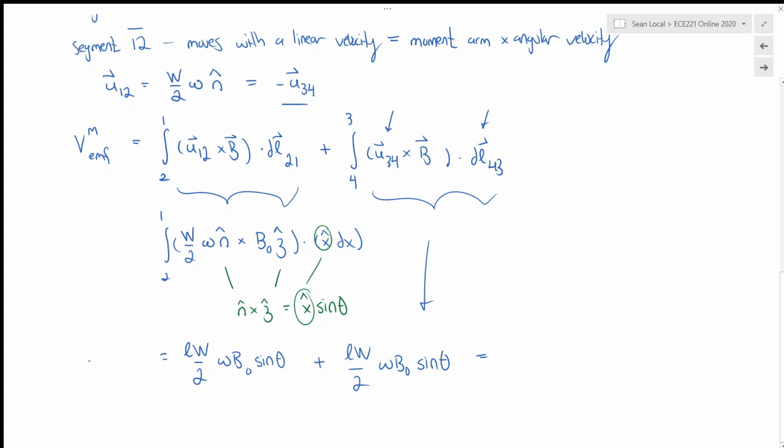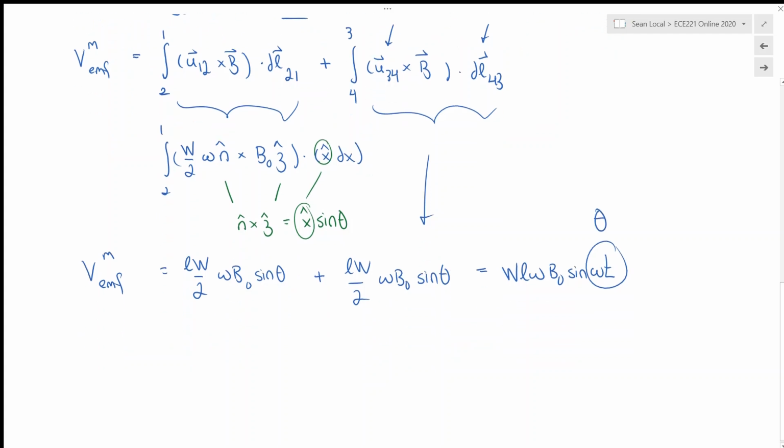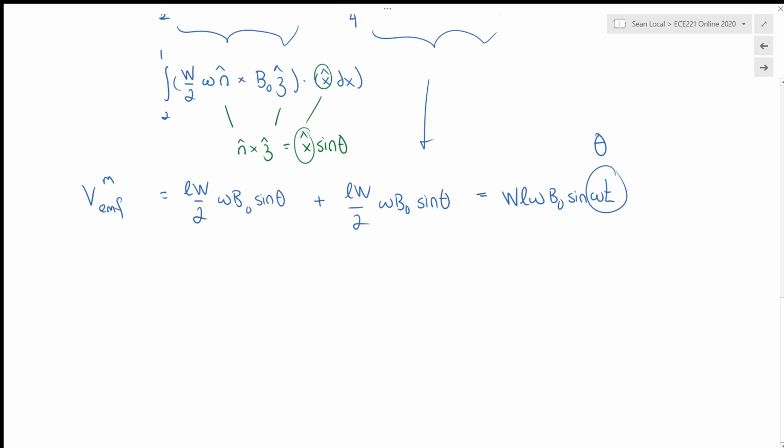So our total motional EMF is going to be equal to W times L times omega B naught sine omega t. And here I've substituted omega t for theta. So now we can see the time dependence of our EMF.